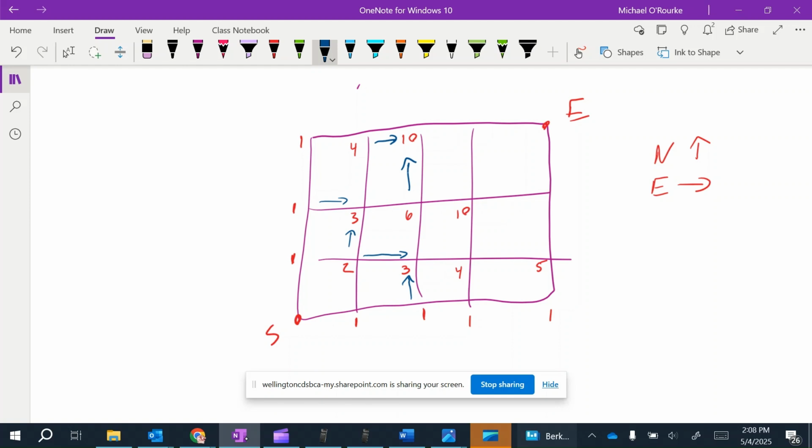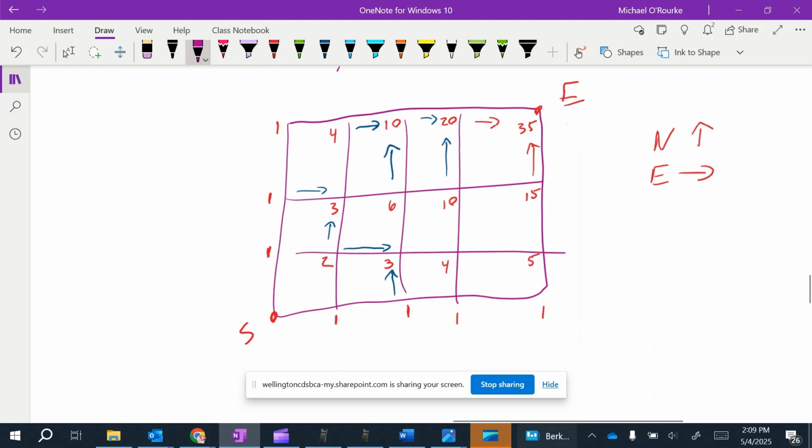Now, for this spot here, it would be 10 plus 10, so that'd be 20. For this spot here, that'd be 15. And thankfully, that'd be 35 by connecting this one and this one. Okay, that's a little laborious, so there's a different way to get this. The different way is as follows.